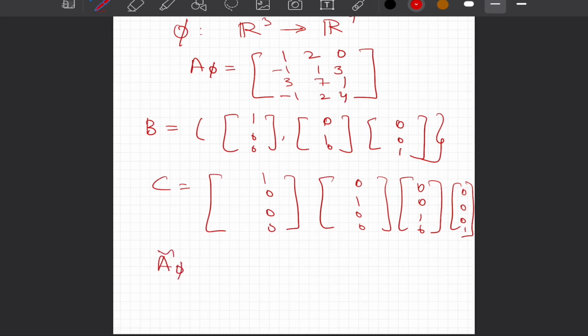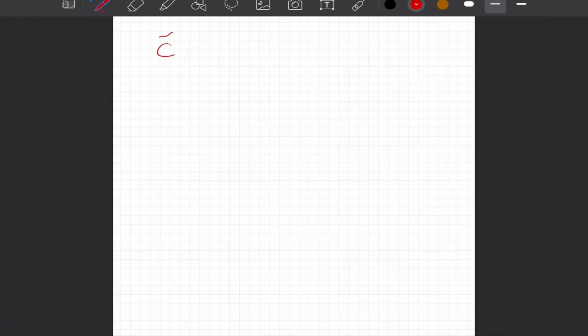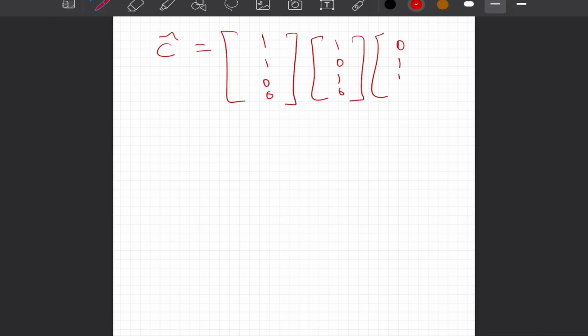However, we are seeking a new transformation matrix A tilde with respect to our new basis B tilde, which is given by (1 1 0), (0 1 1) and (1 0 1). On the other hand, C tilde is given by (1 1 0 0), (1 0 1 0), (0 1 1 0) and (1 0 0 1).